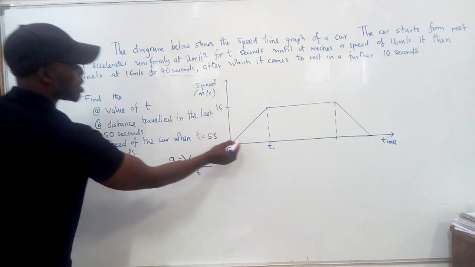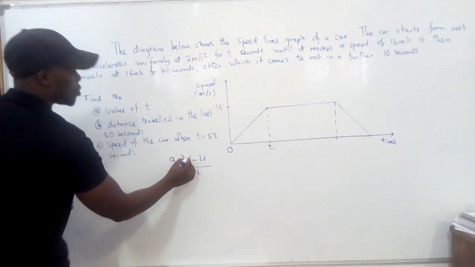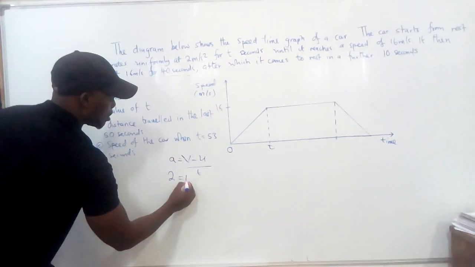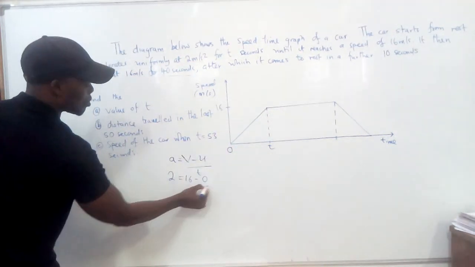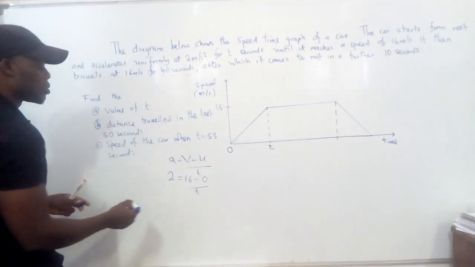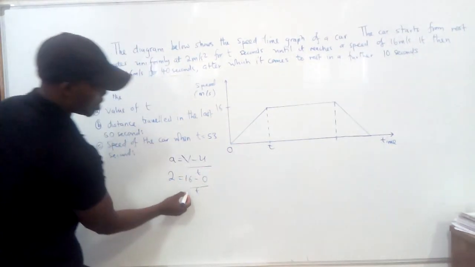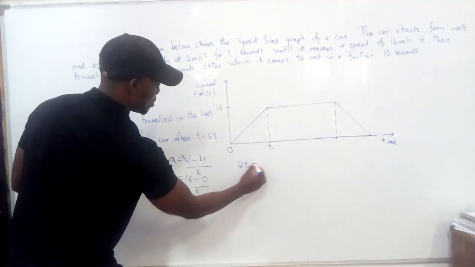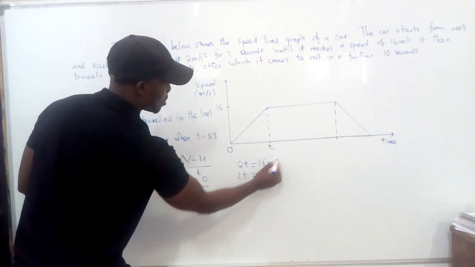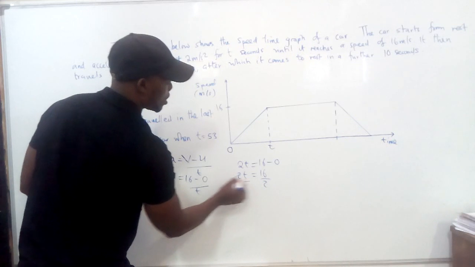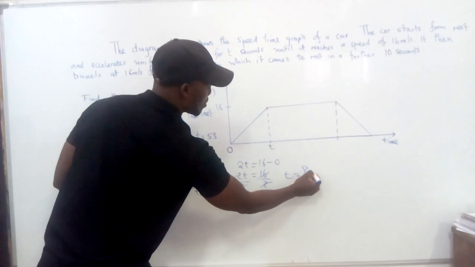So what is our acceleration from here to here? They have said it's 2 meters per second squared, which is equal to our final velocity here, 16, minus 0, which is our initial velocity, over t. We don't know the t, and it is what we need to calculate. So we can cross multiply. 2 multiplied by t is 2t, which is equal to 16 minus 0, so this will be equal to 16. We divide by 2, and we find that our t is equal to 16 divided by 2, which is 8 seconds.